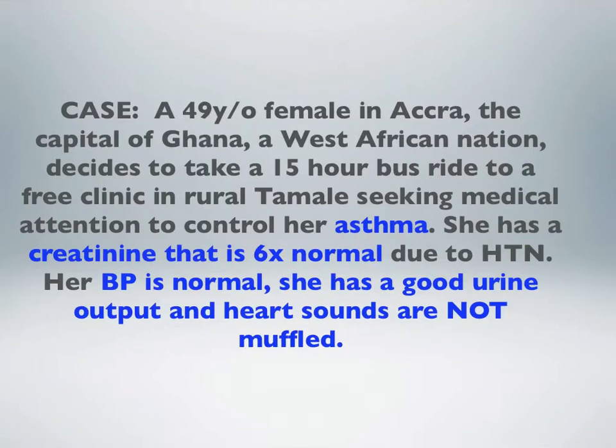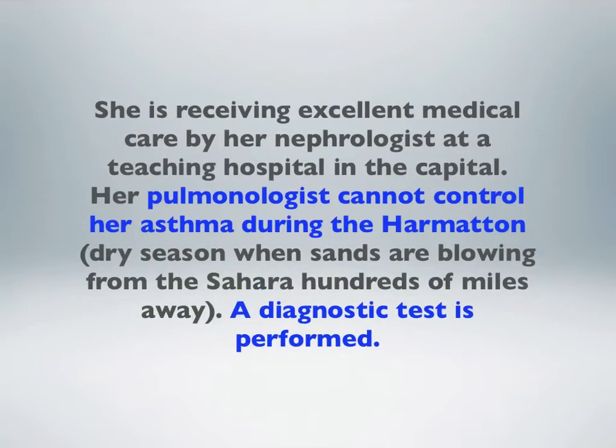Another case. This is a 49-year-old female in Accra, the capital of Ghana, which is a West African nation. And this female decides to take a 15-hour bus ride to a free clinic in the rural community of Tamale, seeking medical attention to control her asthma. She has a creatinine that's 6 times normal due to her hypertension. Her blood pressure is normal and she has a good urine output, and her heart sounds are not muffled. So asthma, renal disease, hypertension, good urine output.